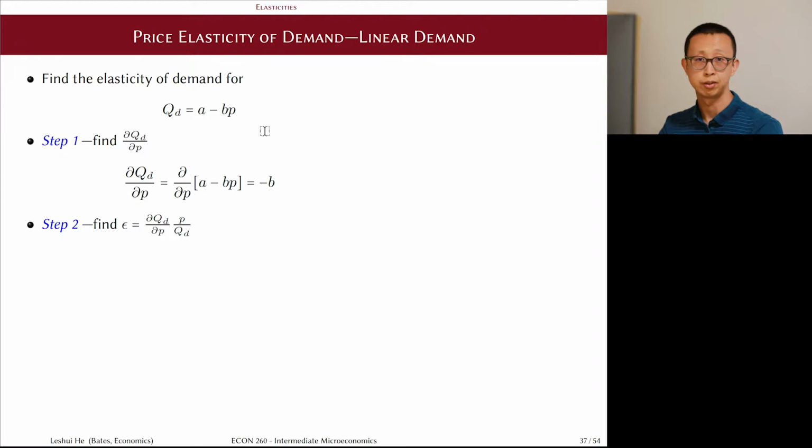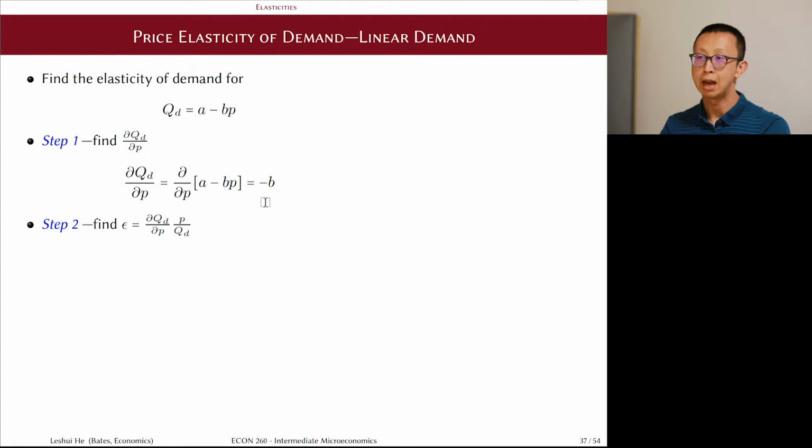And that derivative is very straightforward because here A and B are simply constants, and we're taking a partial derivative with respect to price. In other words, we're only varying price by a little bit and then seeing how quantity demanded will respond to it. And then the outcome is minus B, exactly as our intuition by looking at this demand function.